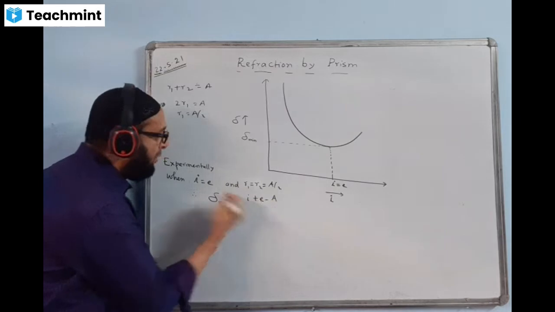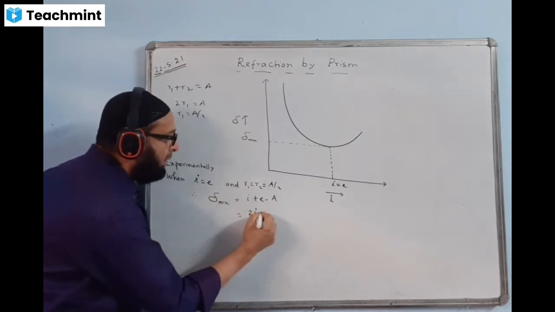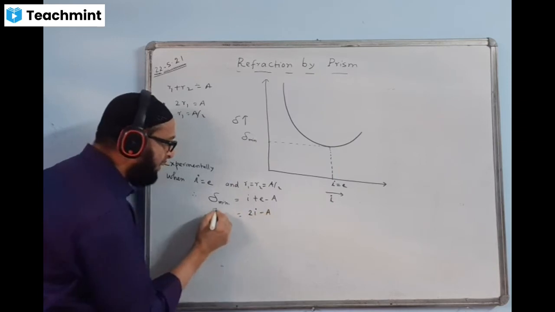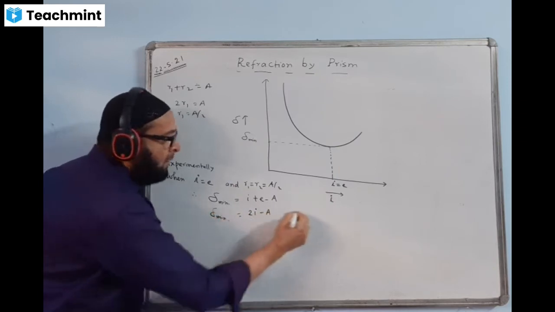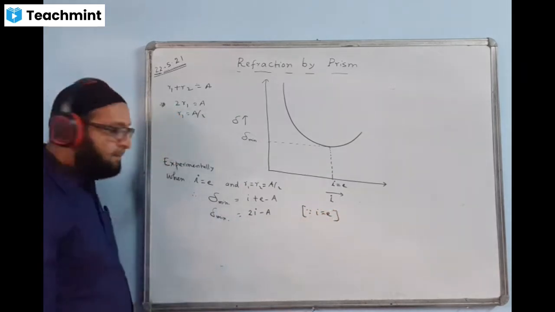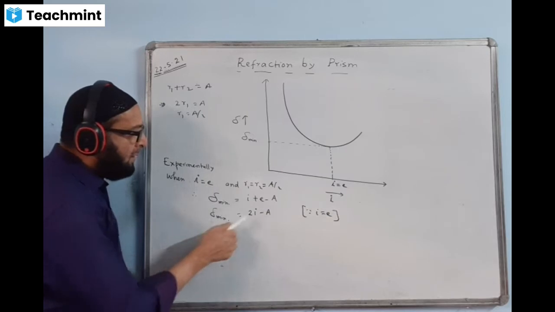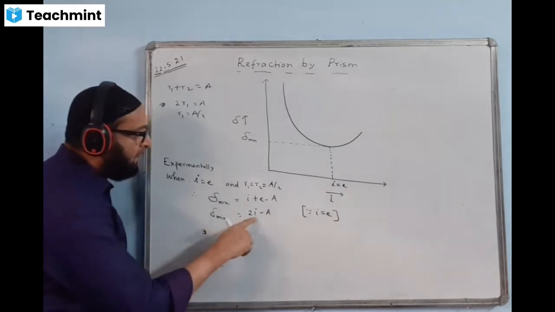I and E are equal. So here I will be writing 2I minus A is the value of delta minimum, since I equals E. This is the value of delta minimum. Okay. Let us find the value of I from this equation.